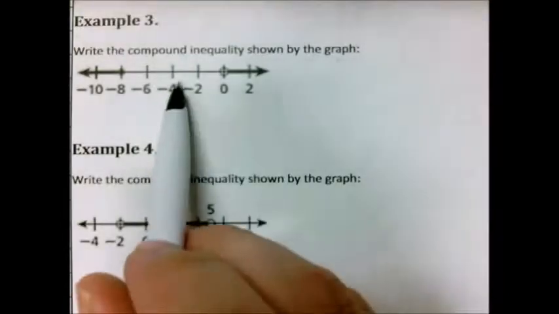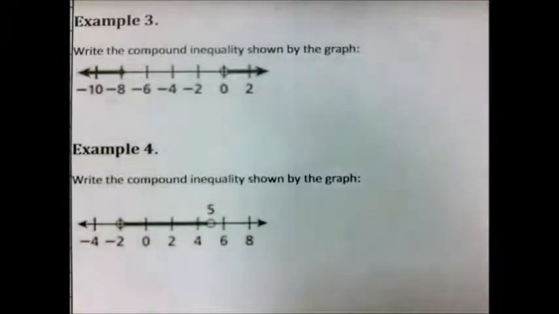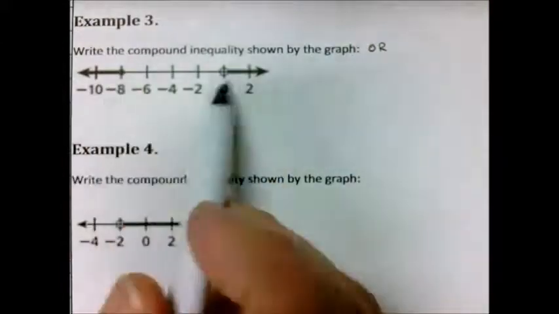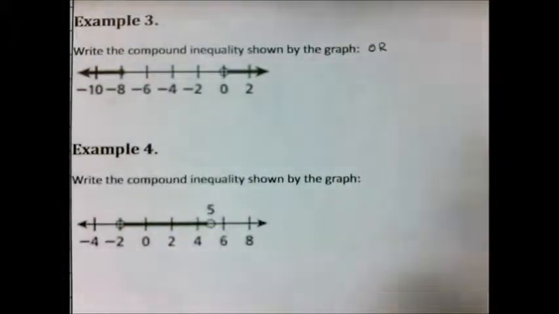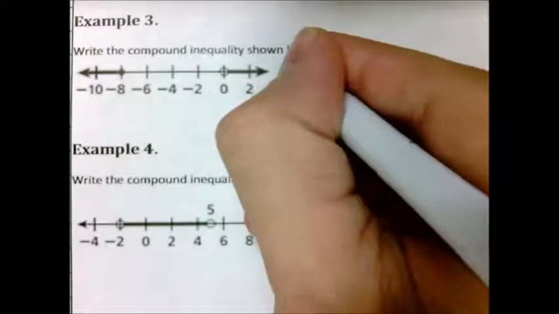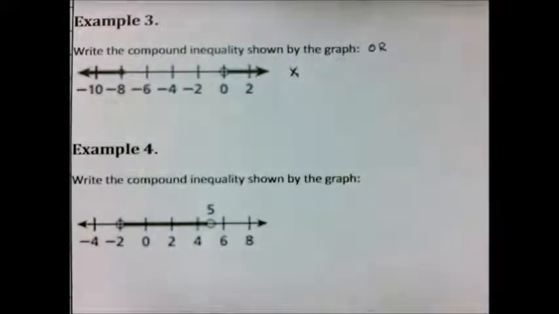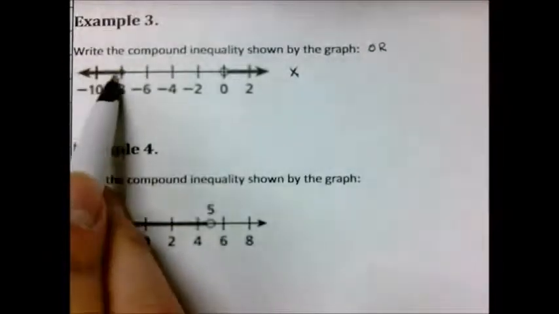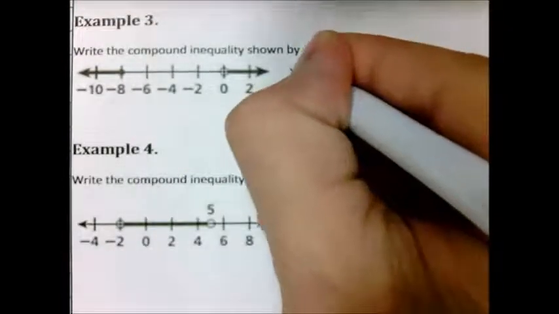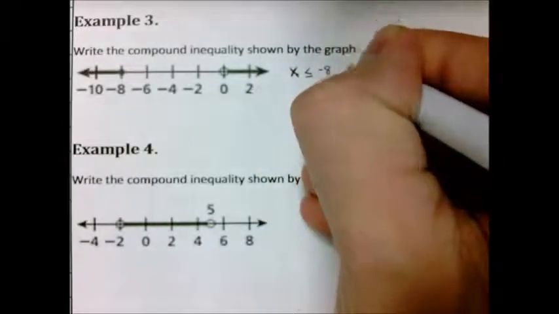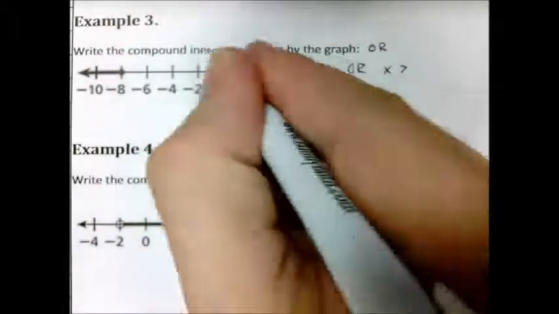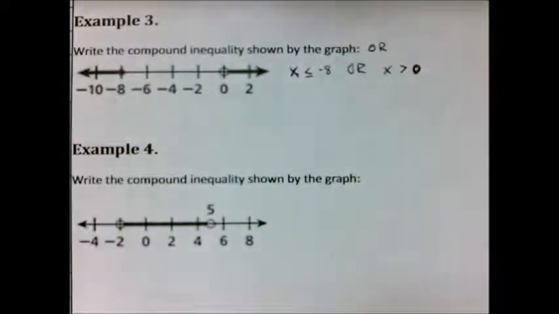Okay, so we know this one is going to be an or statement, and we can see that just because they go in opposite directions. It's including both inequalities. We're just going to use the variable x. You can use whatever variable you want. We know that x can be less than or equal to -8, or x can be greater than, not equal to, but greater than 0. And that's how we would actually write a compound inequality given a graph.